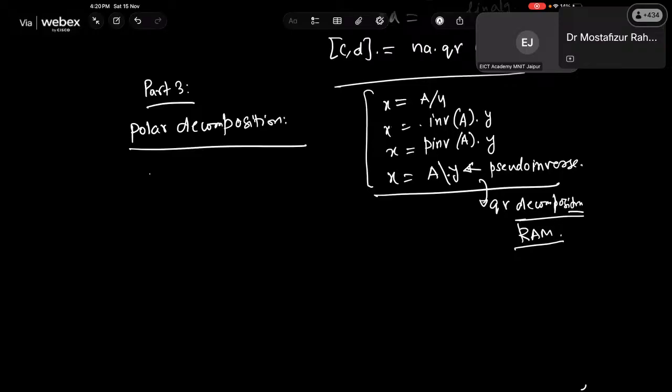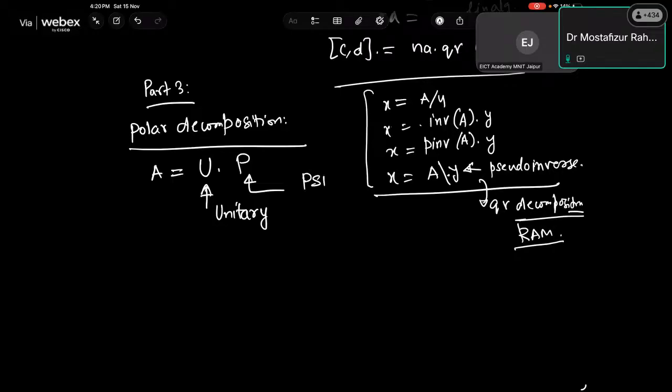In the polar decomposition, you can decompose a matrix A into U times P, where U is a unitary matrix, and P is a PSD matrix, a positive semi-definite matrix.